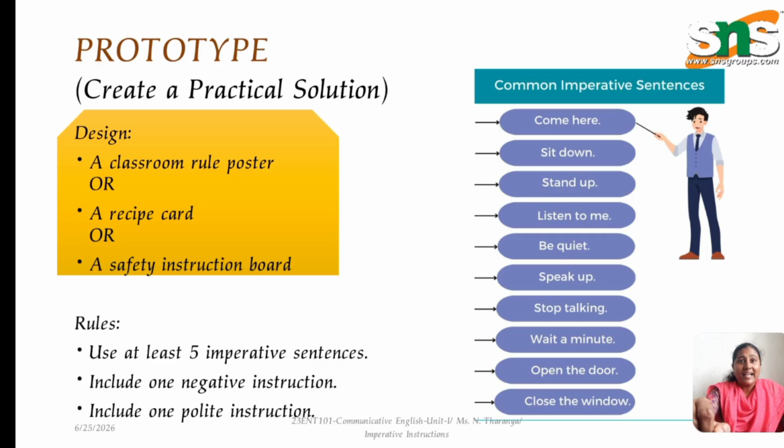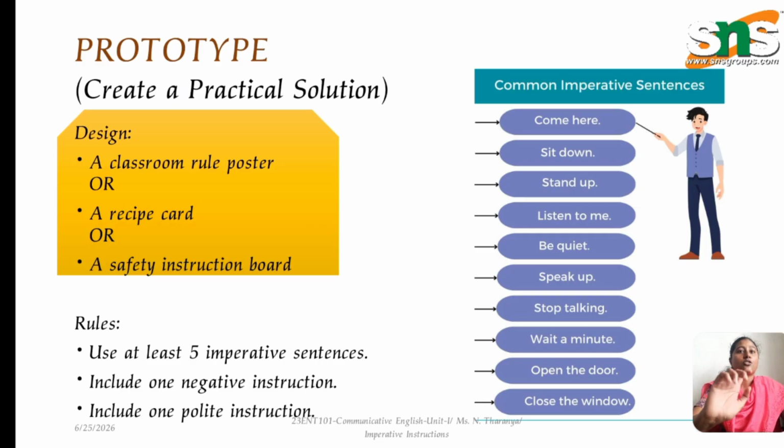Welcome back. In the previous session, we learned what imperative sentences are and where they are used. Now, let's understand their structure and practical applications. In this slide, we are seeing the prototype, that means the structure of imperative sentences. There are three main types of imperative sentences: positive imperatives, negative imperatives, and polite imperatives. We have seen these in the previous video itself. Still, we are going to see them as a recap.